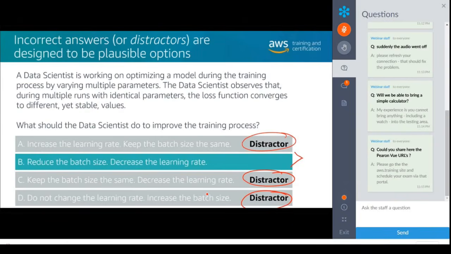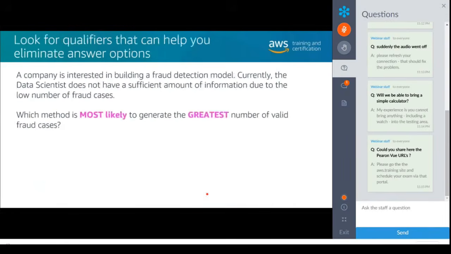Now, we're not actually looking at the content of this question in this particular slide. We're just pointing out that the format of the exam is to not try to fool you, but to identify guesses, right? I guess that's basically what it is. So when you're reading the question, look for qualifiers that could help you eliminate answer options. What do we mean by that?